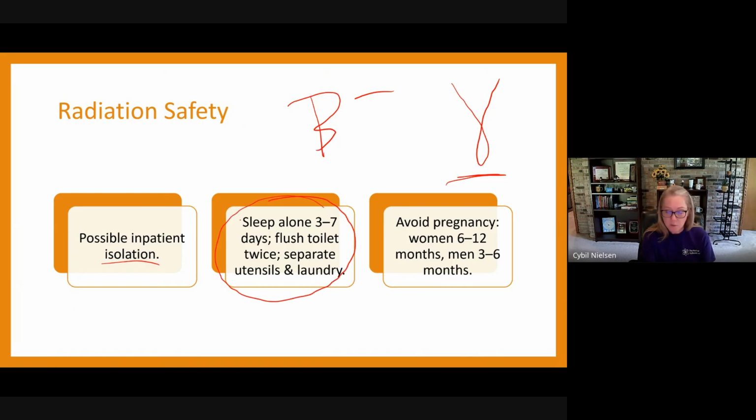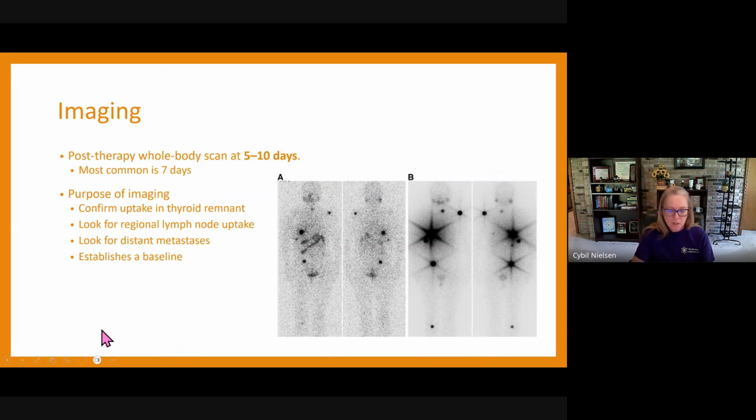We want them to sleep alone, do their laundry separate, because it's going to come through their saliva, through their sweat, through their urine. It's just going to be there. Avoid pregnancy 6 to 12 months afterwards. Imaging. So once we give them the therapy, then we can wait about 7 days and have them come back and we can take an image to see if the cancer has spread. So this gives us a baseline of what we're dealing with.